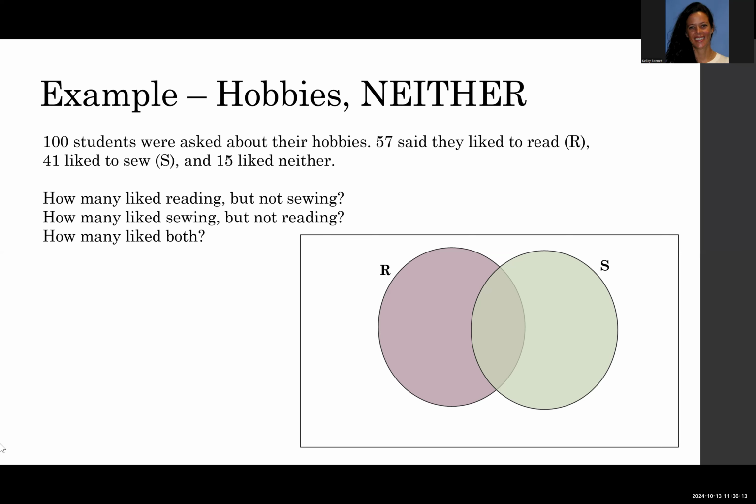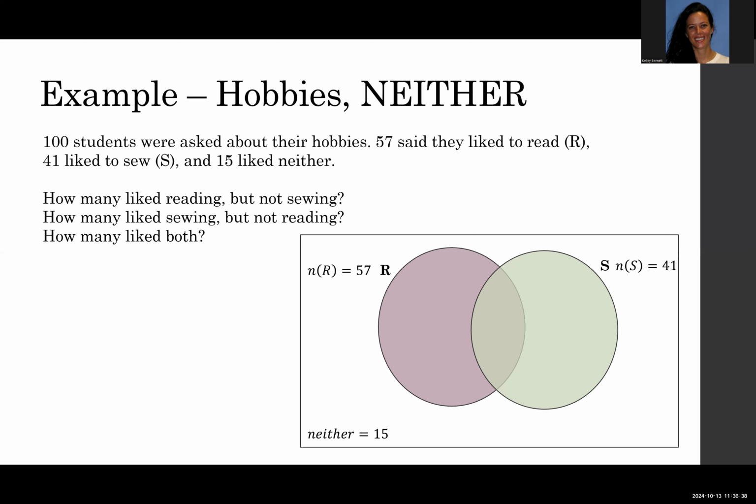It's a single region. So just like how when we had the intersection, we would put that in the middle right away, when we're given the neither, we're going to put that right away as well. So we've got R, reading, 57, we've got S, sewing, that's 41, and then for our neither, it's 15 and it goes right there.